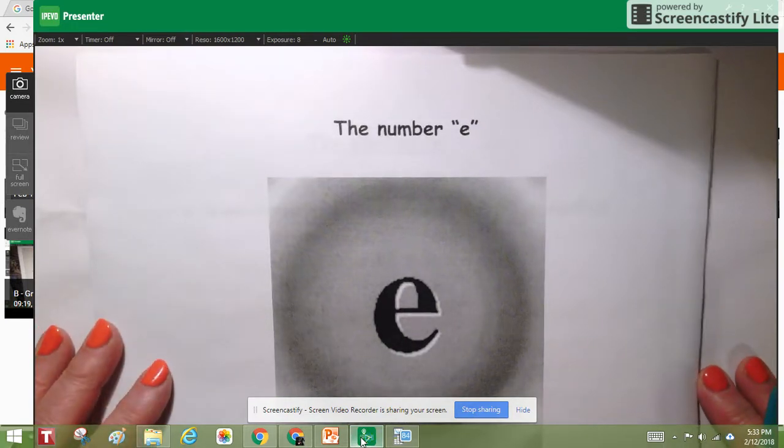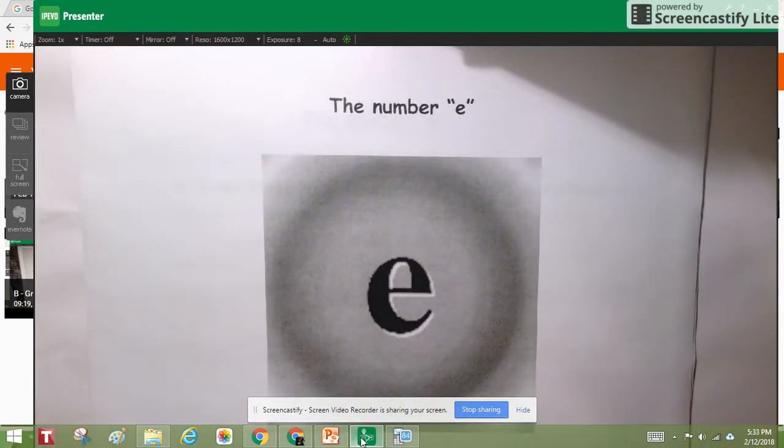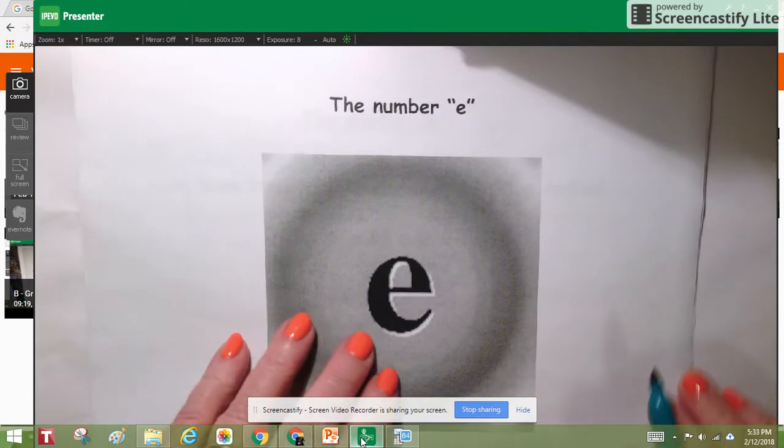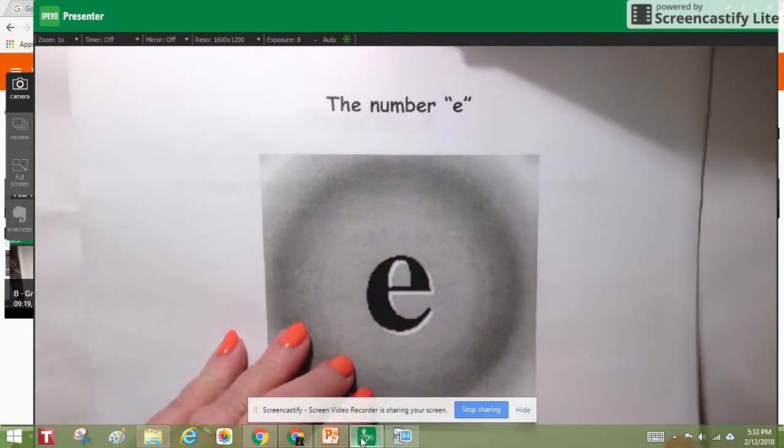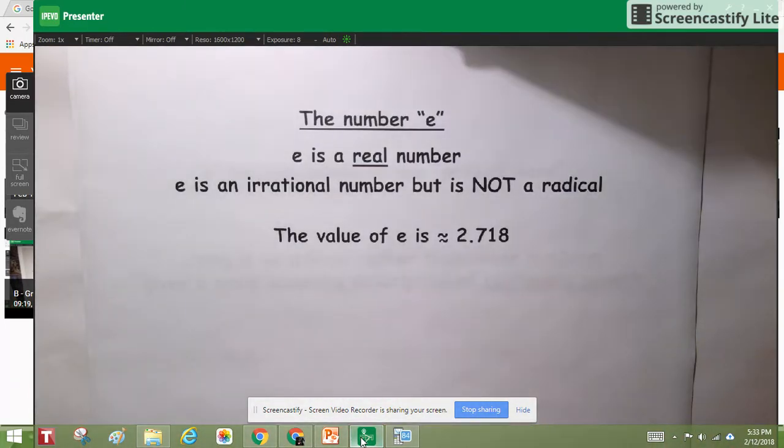All right, today we're going to talk about the number e. Not the letter e, but the number e. All right, so the number e is a real number. It is an irrational number, which means it goes on and on and on forever, similar to pi, except that it is not a radical. And the value of e is approximately 2.718.